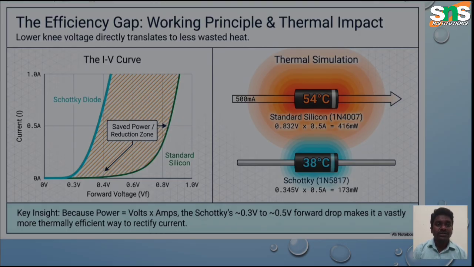So power equals volts times amps, and the Schottky voltage is only 0.3 volt to 0.5 volt. The low forward drop makes it a vastly more thermally efficient way to rectify the current. This is the main advantage of the Schottky diode.